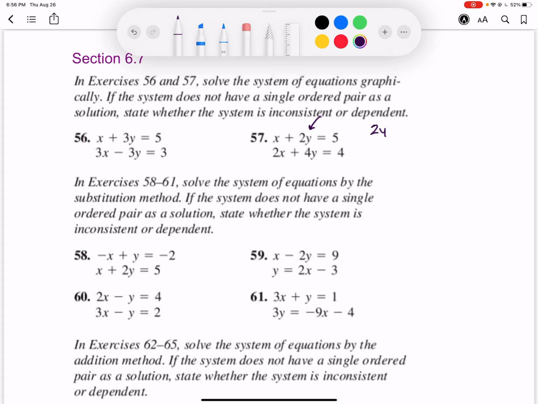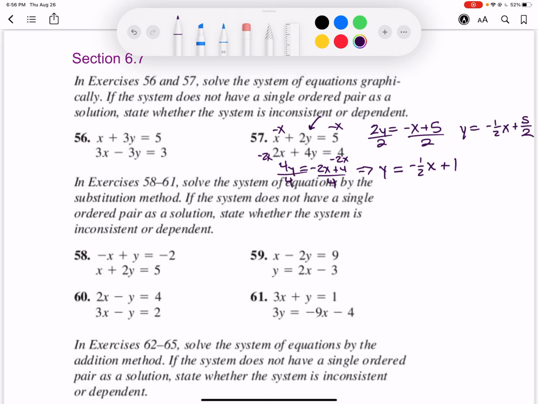So we've got 2y equals negative x plus 5. And then we're going to divide both sides by 2. It's going to give us y equals negative 1/2 x plus 5 halves. And then let's do the next one. We've got 4y minus 2x equals negative 2x plus 4. And then we're going to divide both sides by 4. It's going to give us y equals negative 1/2 x plus 1.